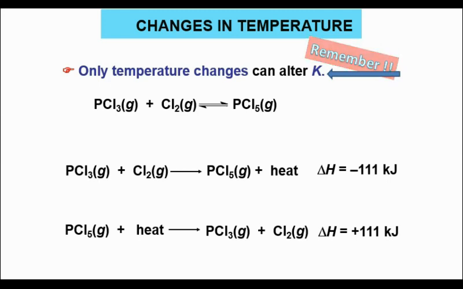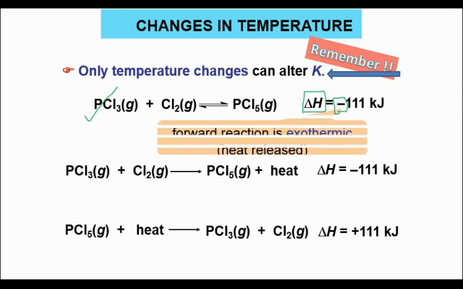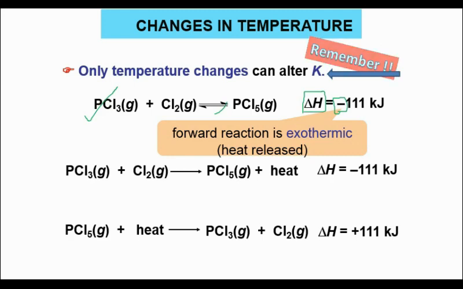So we look at a reversible reaction here. The first reaction shows PCl3 reacting with Cl2 to form PCl5, and it is a reversible reaction. It's showing that delta H has a negative or minus symbol. It means the forward reaction for this reversible reaction is an exothermic reaction.